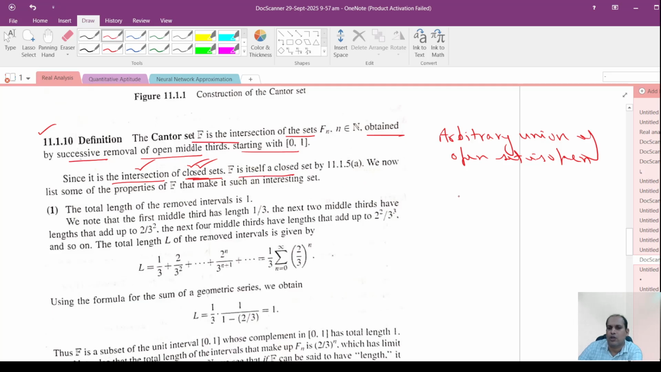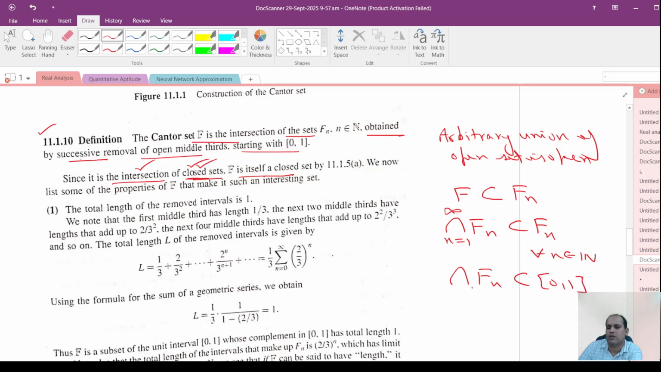Also, Cantor set F is contained in each Fn. Why? Because Cantor set F is basically the intersection of Fn from n equal to 1 to infinity. So, it has to be contained in each Fn for every n belonging to N. And also the Cantor set is a subset of the closed interval [0, 1]. In fact, this one is also a subset of the real numbers. So, using it, let us compute.